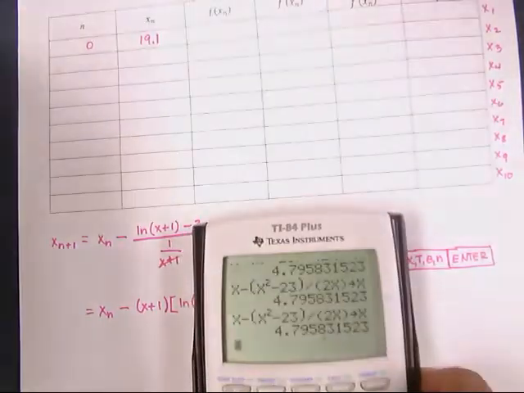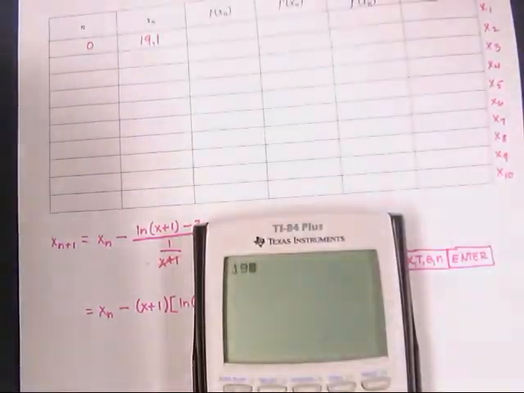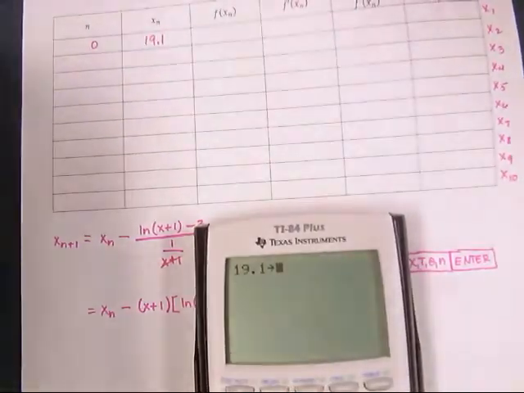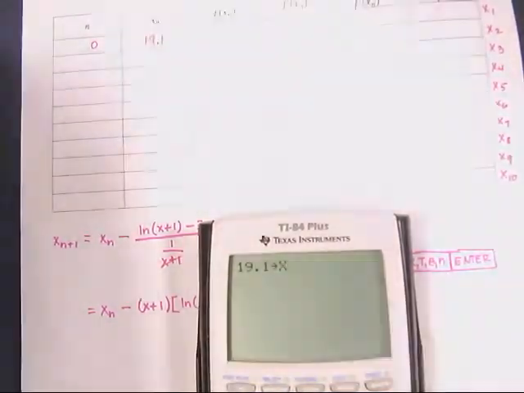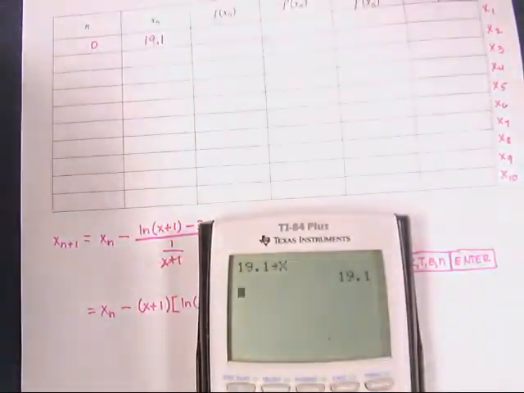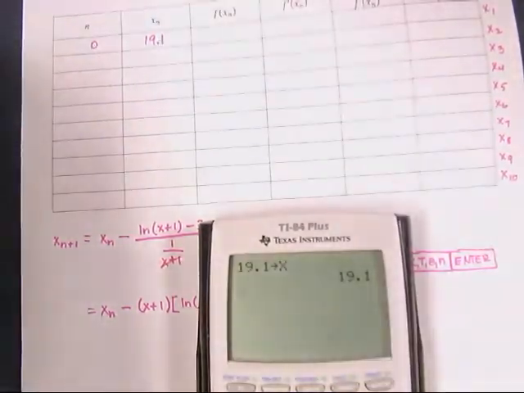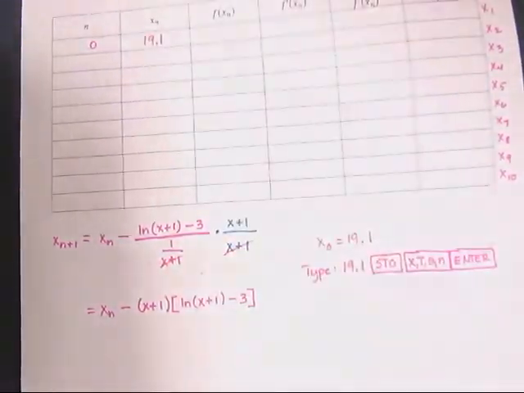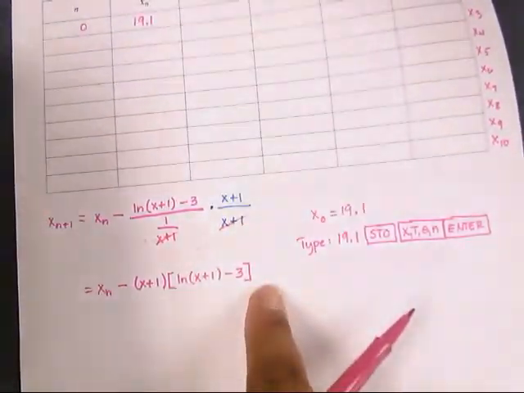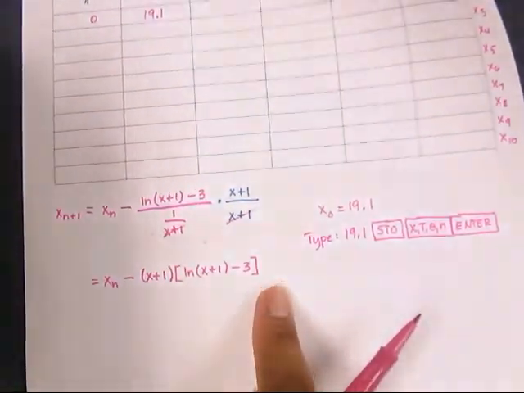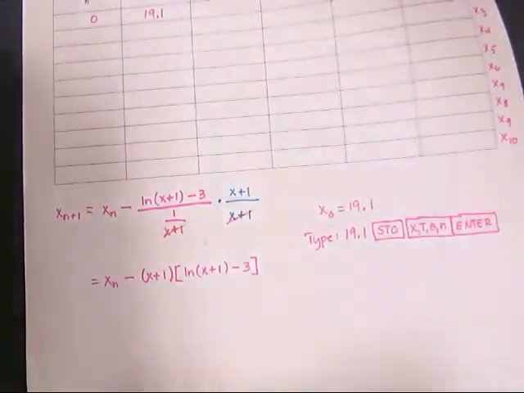So in this case, clear this out, 19.1, hit the STO button, that's above the on key, that'll give you the right arrow, and then hit your X,T,theta,n for the x, and then hit enter. You'll get the 19.1. So it's just saying that it's going to be stored in x. Now, I'm going to give you the keystrokes to enter all of this in. Okay? Now for the x sub n, let's use the X,T,theta,n button here.